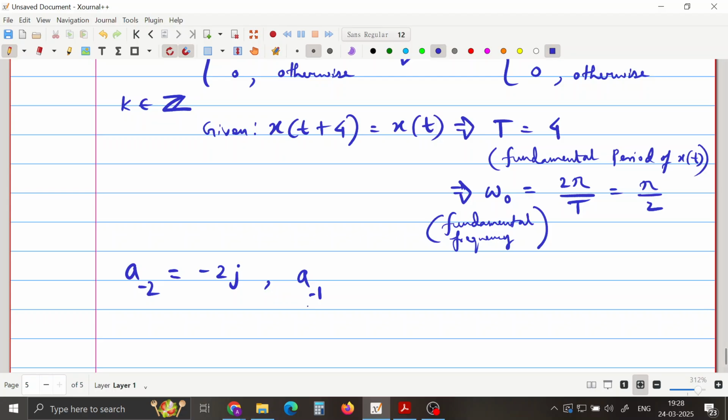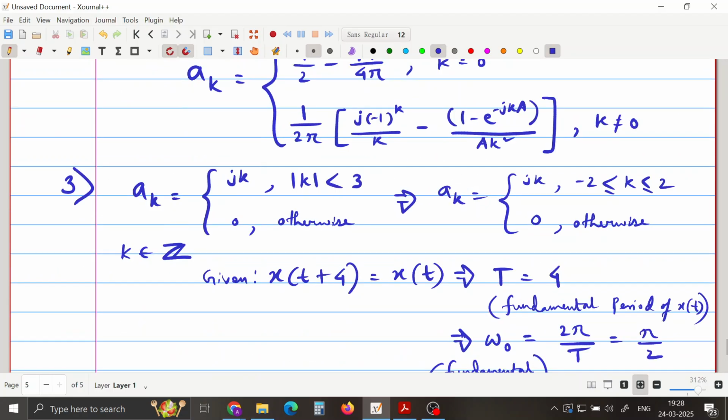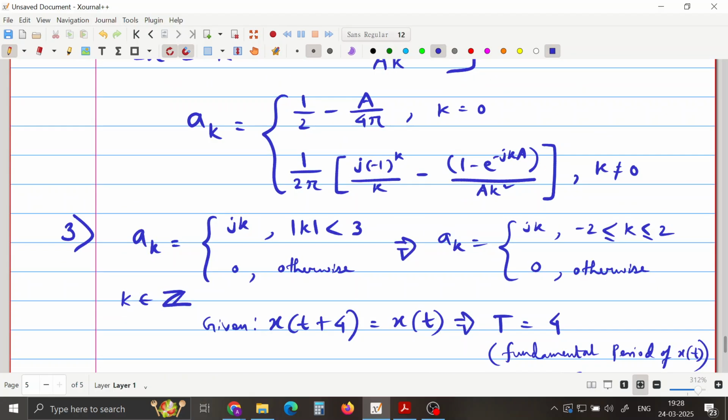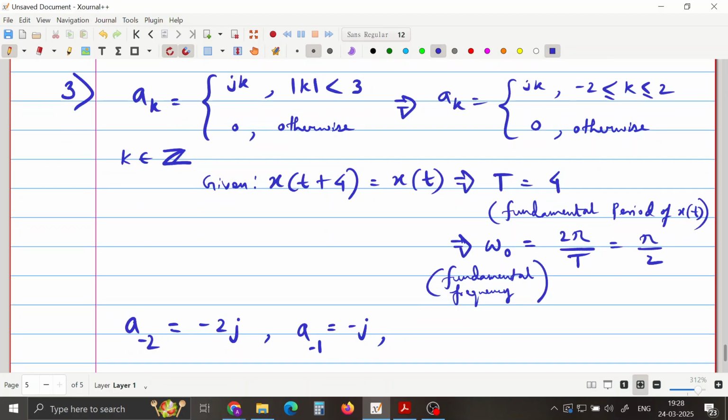And at k equals minus 1, what do I have as the coefficient? A suffix minus 1, which is minus j, right? So this is minus j. At k equals 0, of course, since it is of the form j times k, we get 0. So a0 would be 0, and similarly I can find a1, which is j, a2, which is 2j.